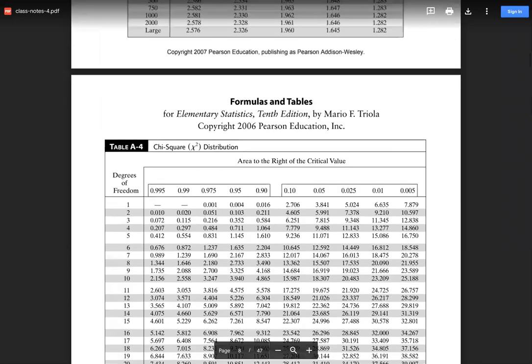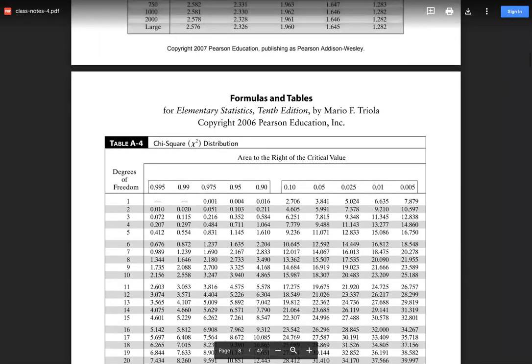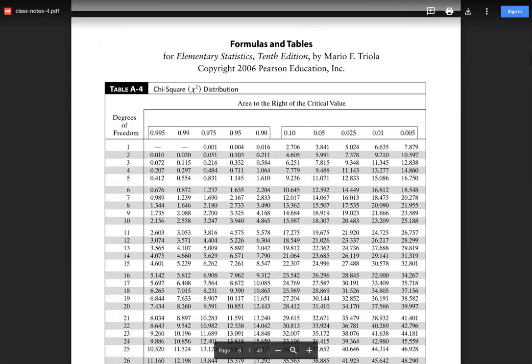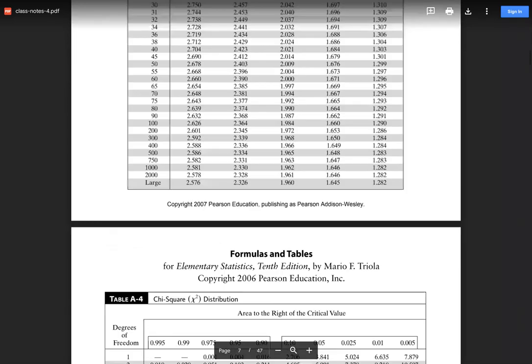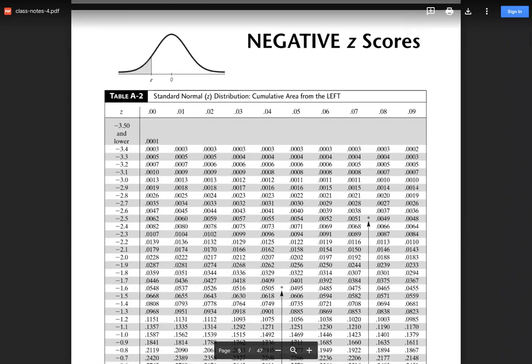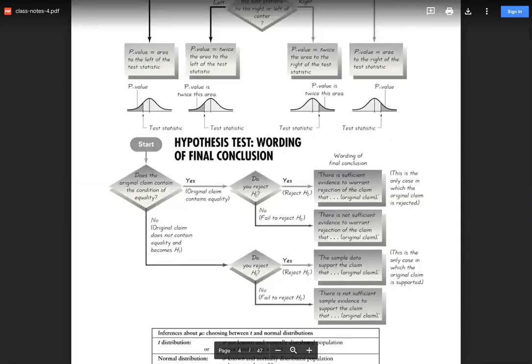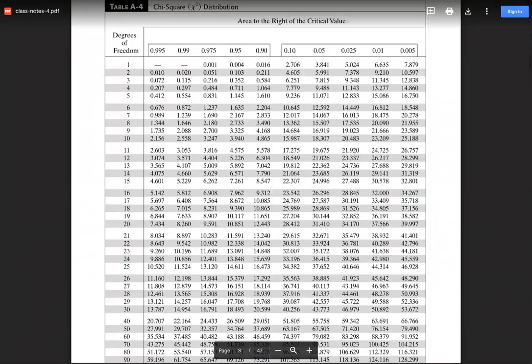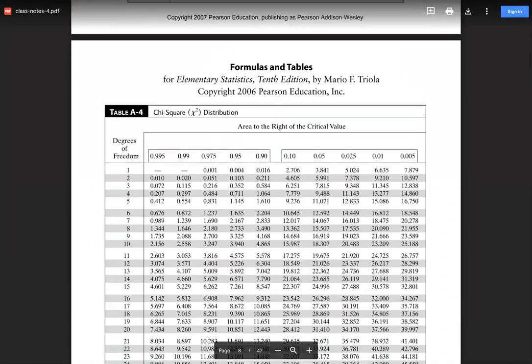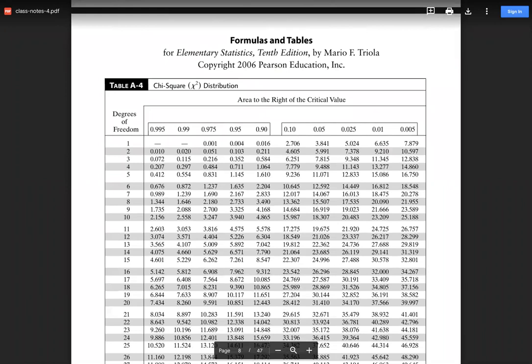They didn't give a nice picture of the chi-square distribution here. They should have. Oh, am I looking at the right table? I'm looking at the right table. I thought somewhere they would give a nice figure for the chi-square distribution. They didn't, but it's okay. Let me bring back my thing.